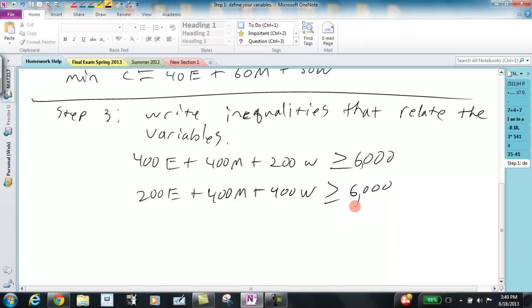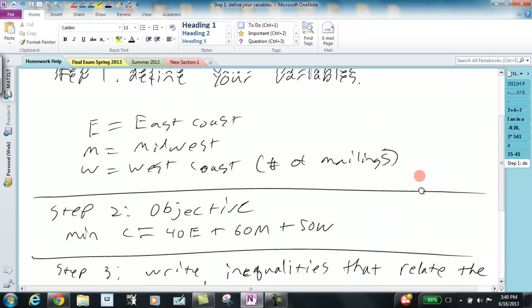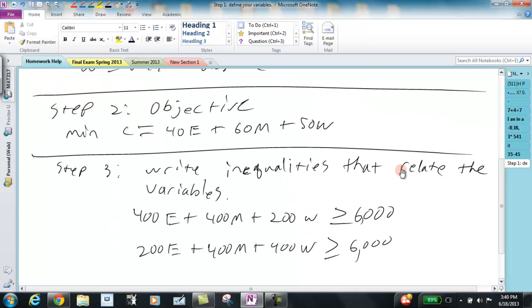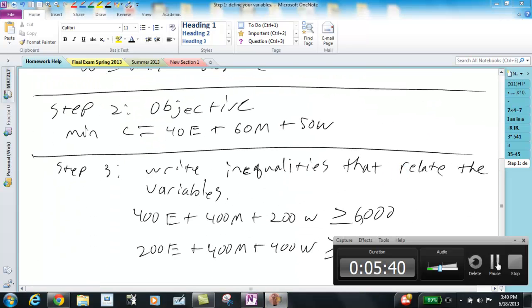All right, let's go back here and see if there's anything else that we're missing. So we got our 6,000 taken care of. We got our cost taken care of. Is there any other information in here that we need to be conscious of? Each mailing to the East Coast gets 400, 200. Mailings cost 40. We already took care of our costs. That's it. There are no other constraints. So here we go. That is our setup.